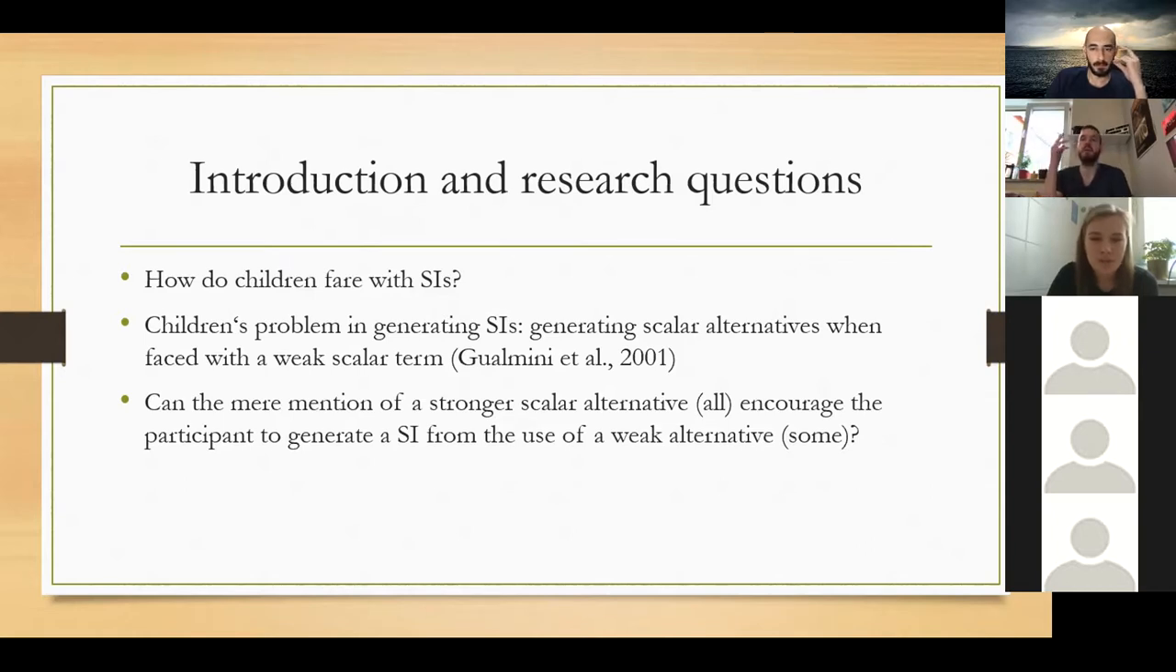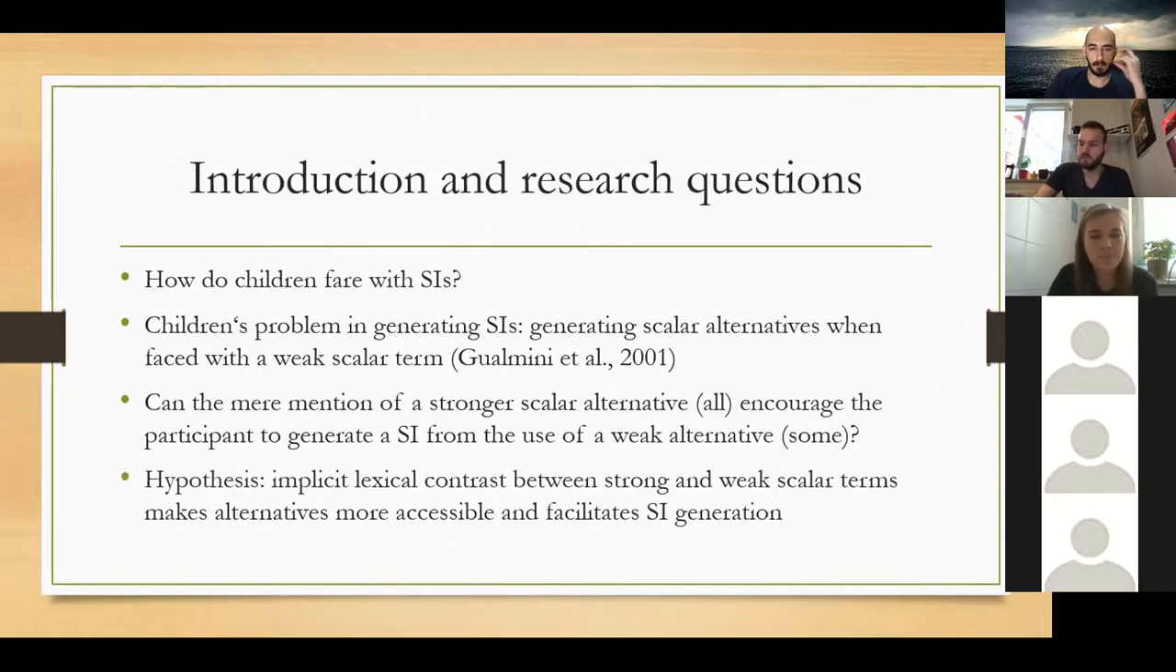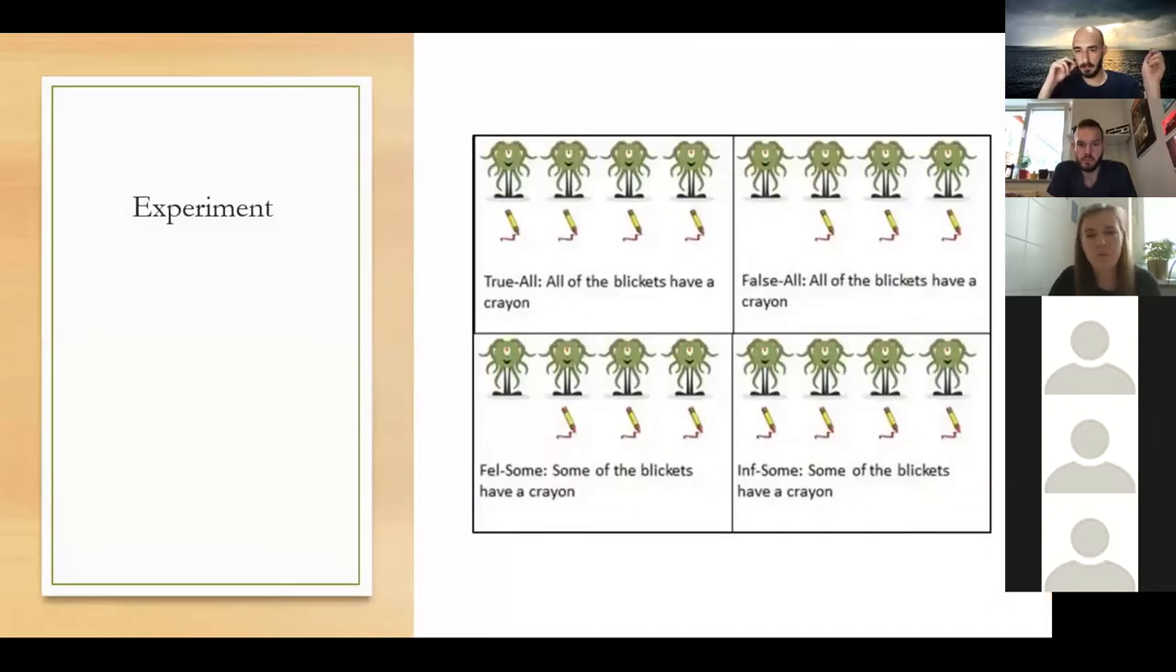Based on these points, Skordos and Papafragou stated a hypothesis, which said that implicit lexical contrast between strong and weak scalar terms makes the alternatives more accessible, and it also helps to facilitate scalar implicature generation. This might sound a little bit complicated now, but I think you will understand it when we move on with the experiment. For the experiment, there were 61 5-year-old children and 36 adult participants.